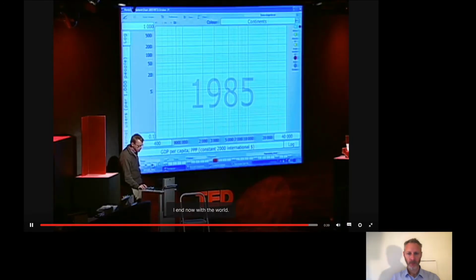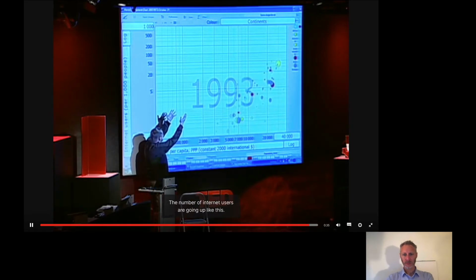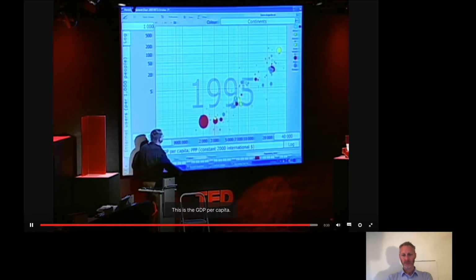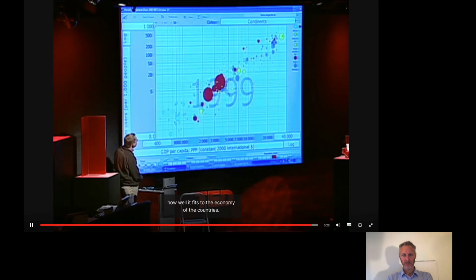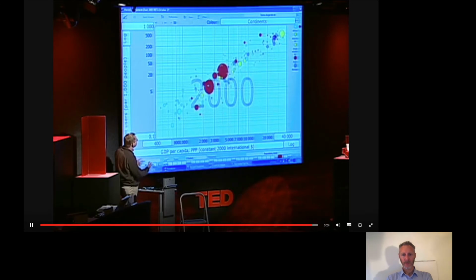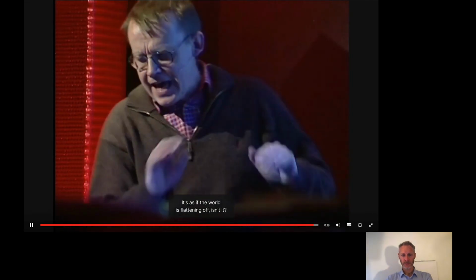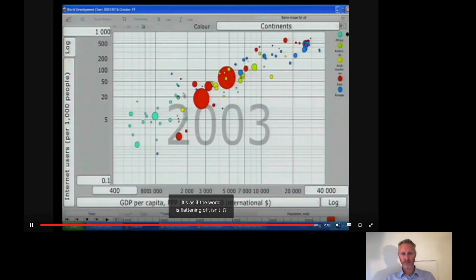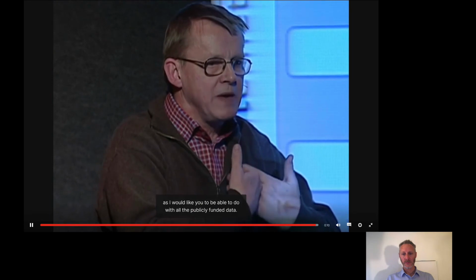I end now with a world where the internet is coming, the number of internet users are going up like this. This is the GDP per capita, and it's a new technology coming in, but amazingly how well it fits to the economy of the countries. That's why the $100 computer will be so important. But it's a nice tendency. It's as if the world is flattening off, isn't it? These countries are lifting more than the economy. It will be very interesting to follow this over the years, as I would like you to be able to do with all the publicly funded data. Thank you very much.